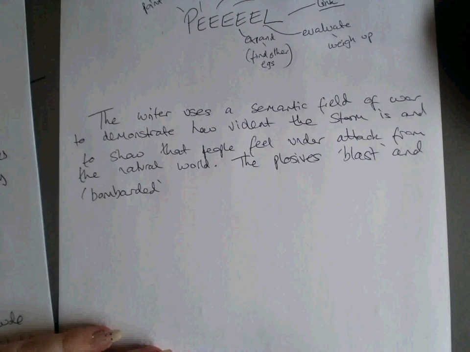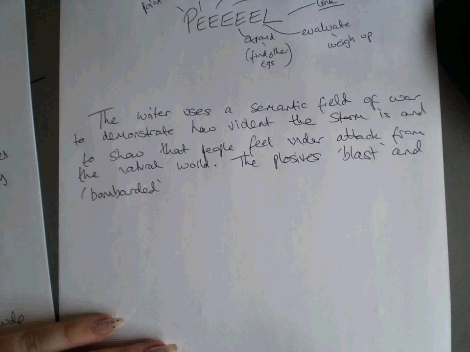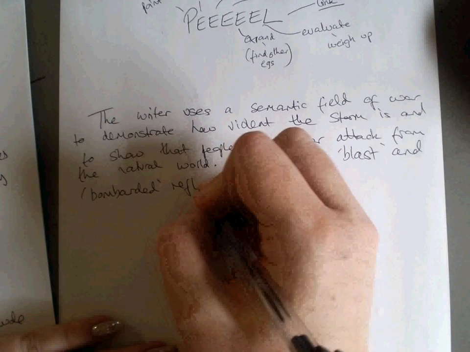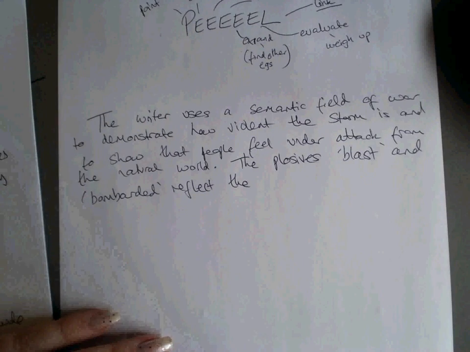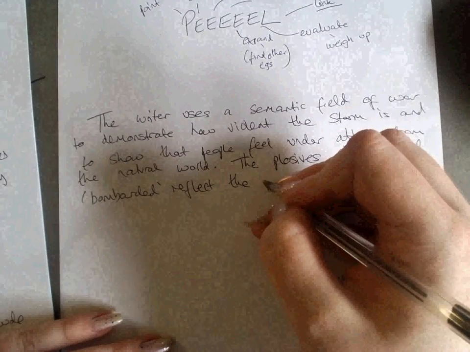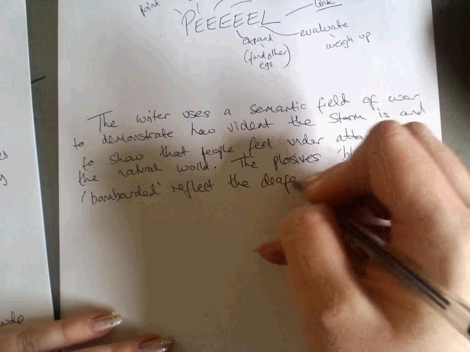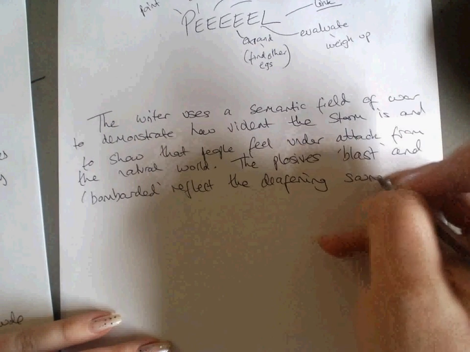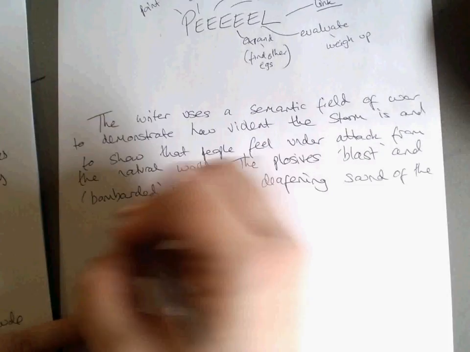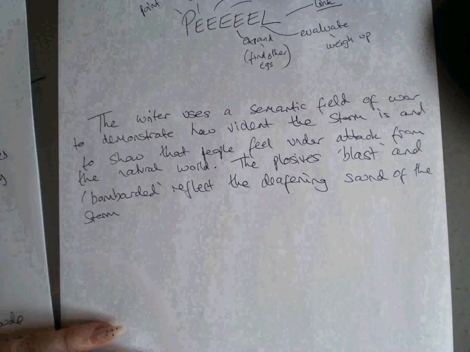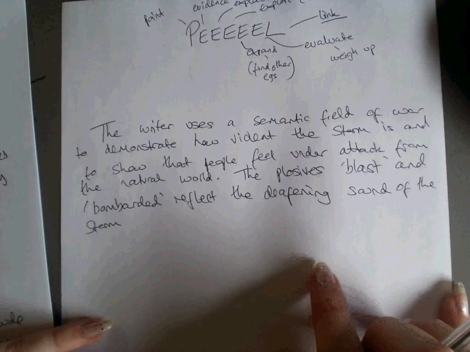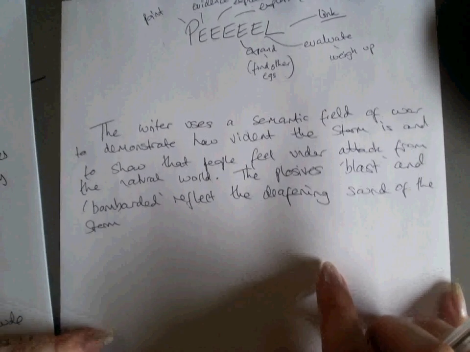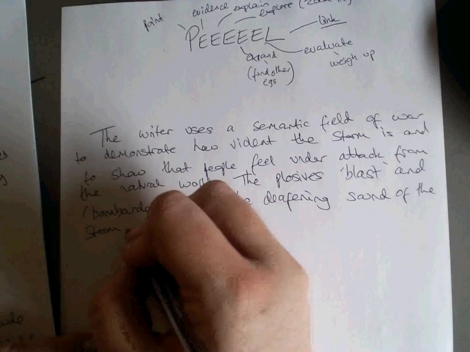What kind of tone are they creating? What kind of image do those words create in your mind about the storm? The plosives blast and bombarded reflect, well, to me there's a lot of sound effect coming across there. The plosives blast and bombarded reflect the deafening sound of the storm. So I'm now explaining, aren't I? Going through my process here, I'm explaining. But I want to zoom in perhaps on a single word there.